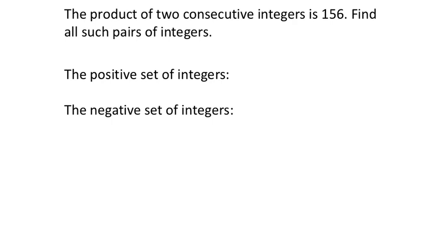The product of 2 consecutive integers is 156. Find all such pairs of integers. Find the positive set of integers and the negative set of integers. Fair enough. So just like we saw in that last problem, you had like a 9 and a negative 9. That's what it's saying. Try to come up with both if you can, and we'll see if we can.